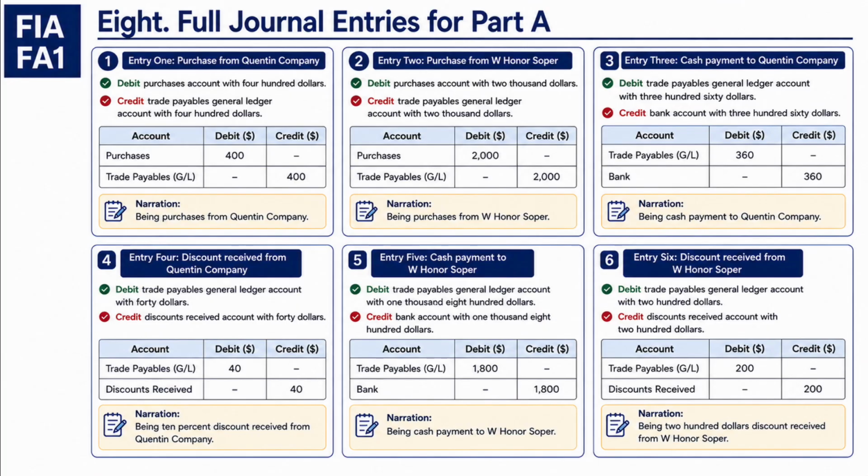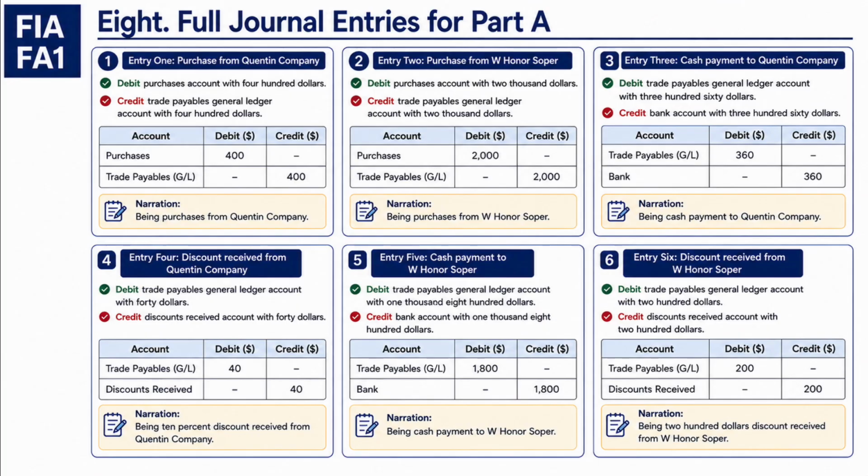Debit purchases account with $400. Credit trade payables general ledger account with $400, being purchases from Quentin Company. Entry 2. Purchase from W. Honor Soper. Debit purchases account with $2,000. Credit trade payables general ledger account with $2,000, being purchases from W. Honor Soper.